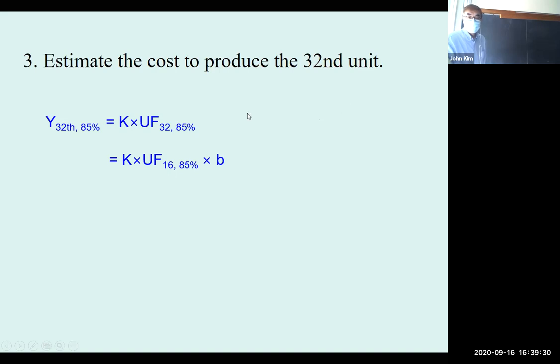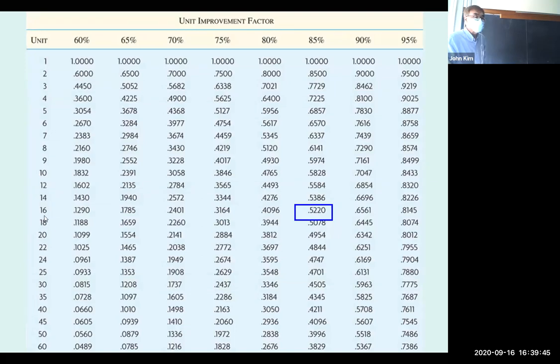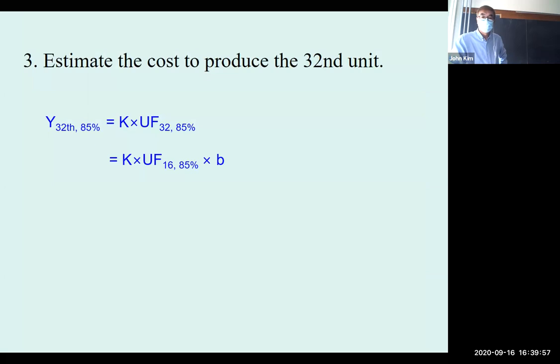So from the chart, I will use the arithmetic learning curve concept. If we can find the 32nd, then half of that one, if we find it, then times b. So I can find the 16th, 0.5220. So 120 initial, unit factor 16th, 0.522 times b. So this is unit factor 32, equals 53.24. Question?